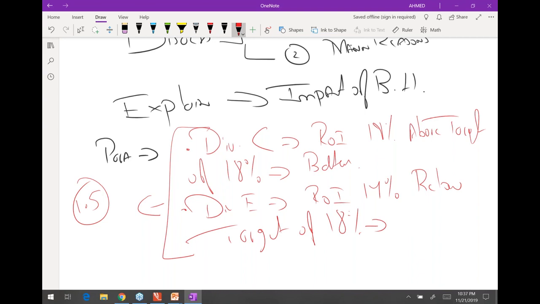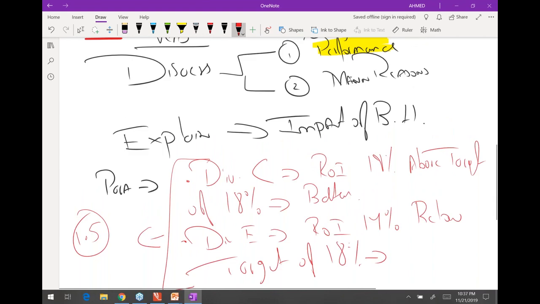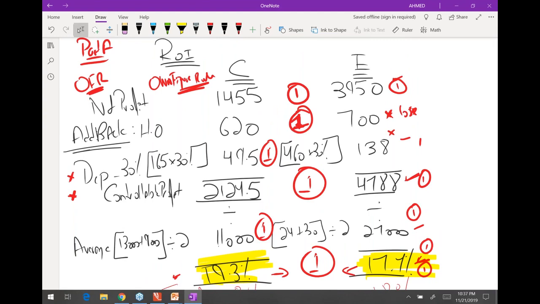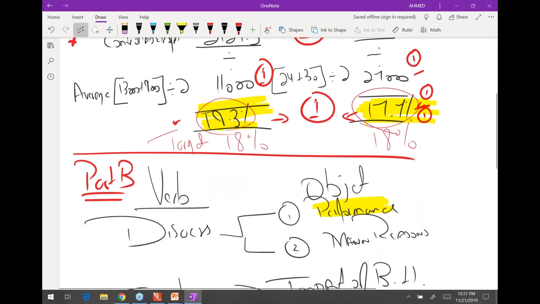Discuss the performance. You are discussing the performance. You have discussed the performance. It's done. It's a discussion of the performance. Is this clear? Yes. Now, done with the first part. Then tell the main reasons. Second paragraph. What reasons?